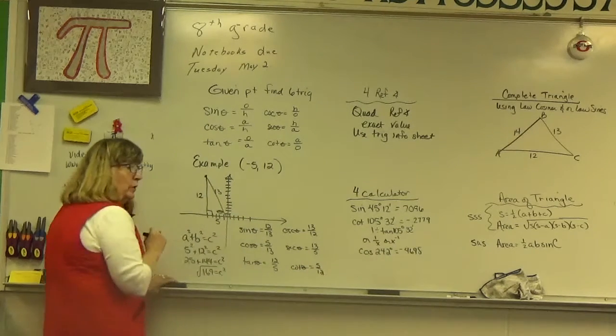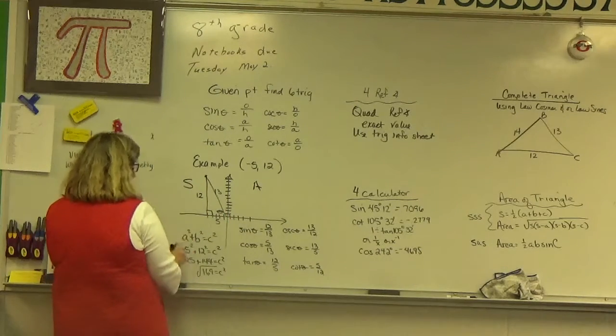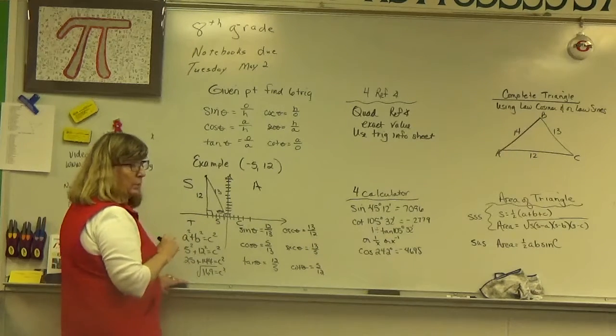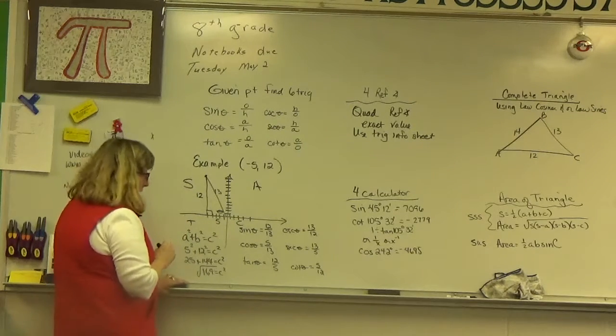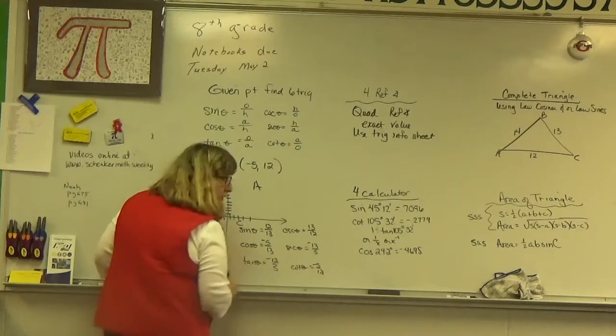And what quadrant are we located in? So all students take calculus. So in the second quadrant, what's positive? Sine. That means these 2 are positive. Everything else will be negative.